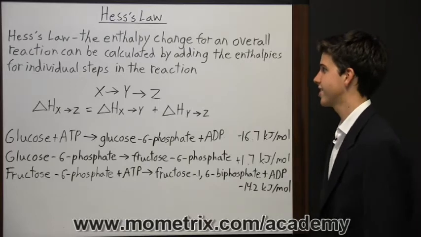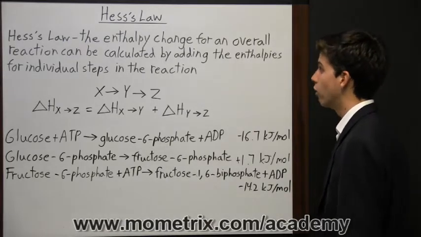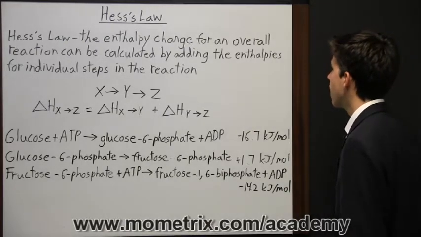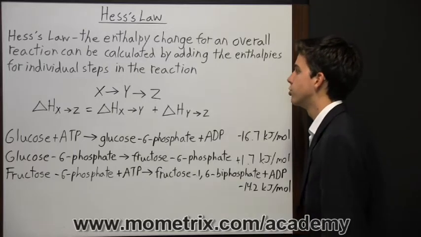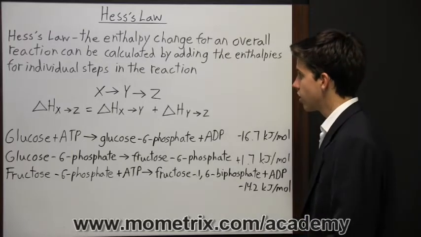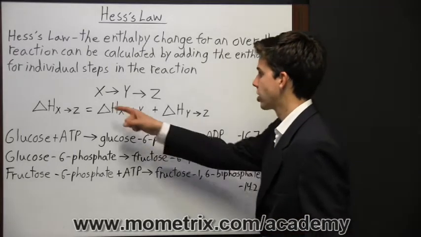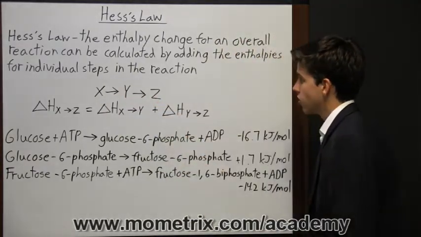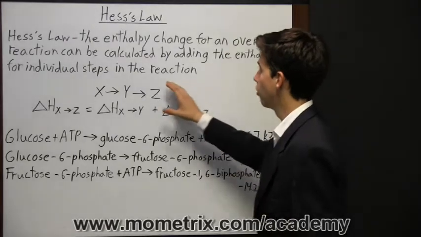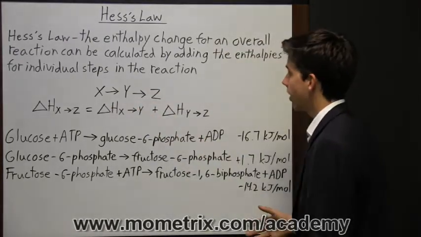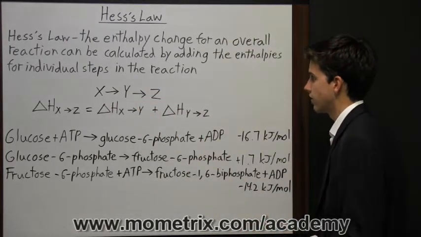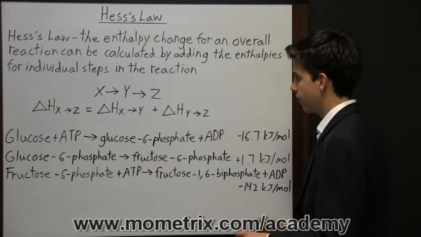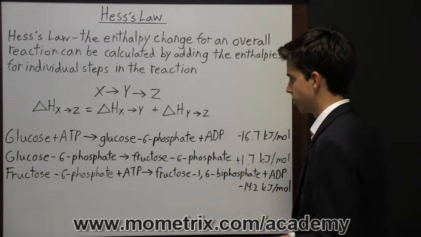Hess's law states that the enthalpy change for an overall reaction can be calculated by adding the enthalpies for individual steps in the reaction. So here we have a reaction of X changing to Y and then Y changing to Z. So based on Hess's law, this is an overall reaction. But we can find the total enthalpy change for this overall reaction by adding the enthalpies for the individual steps.